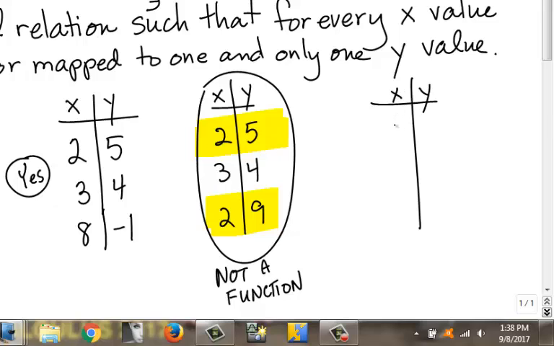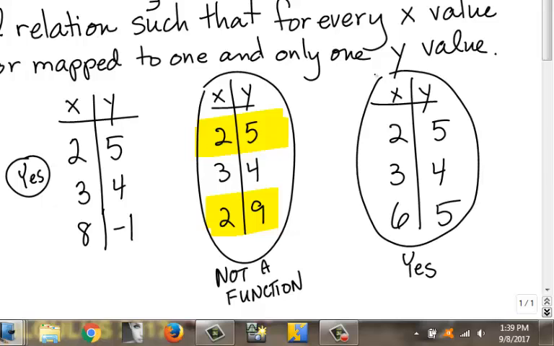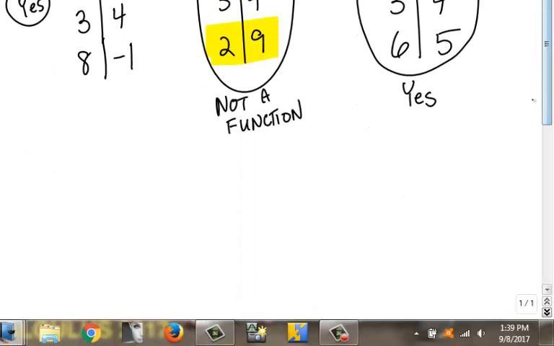Okay, last example on that part. Let's say you do 2, 5, 3, 4, and 6, 5. 2 is mapped to just 5, right? That's the only thing that 2 is mapped to. 3 is mapped to just 4. 6 is mapped to just 5. Yes, this is a function. So, you cannot have an x repeating, basically. Can you have a y repeating? Yes.